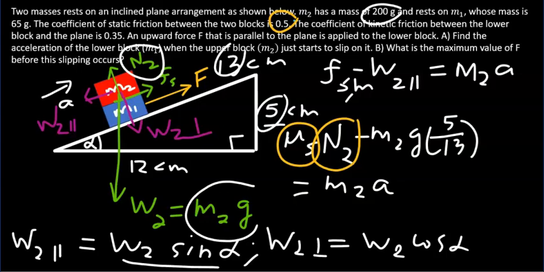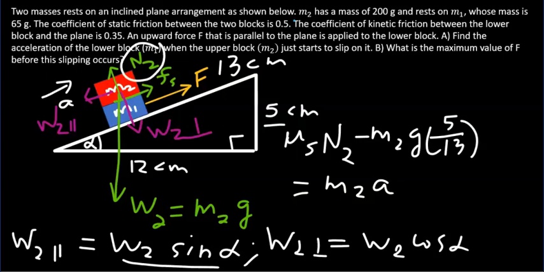N2 can be worked out. M2 is 0.2 kg, and we can determine the A. So let's figure out what N2 is. There is only one force that neutralizes or balances N2. That is W2 parallel, because otherwise M2 would move in that direction, but it doesn't. So this must be the same as that. So N2 equals W2 perpendicular.